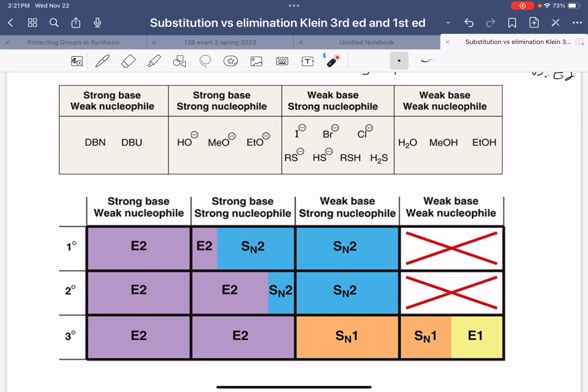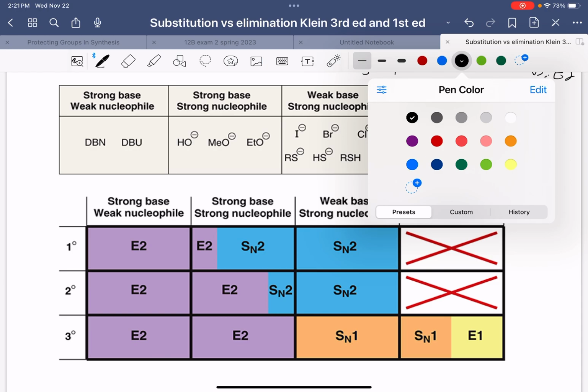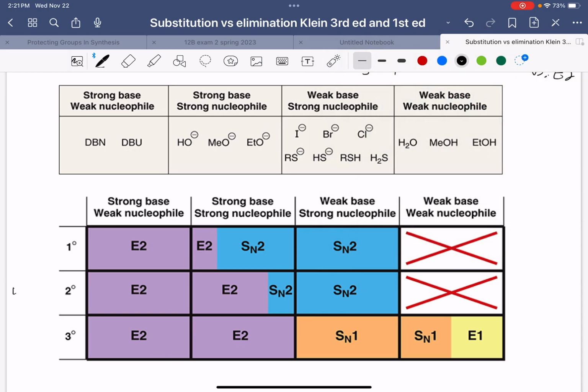All right, so one of the tables that Klein provided, this is from the third edition, is the following one here. And so this table, this matrix if you will, has a few different things on it. We've got the substrate, whether it's primary, secondary, or tertiary, and then we've got the base slash nucleophile. So substrate, primary versus secondary versus tertiary, and then the four categories of base slash nucleophile.